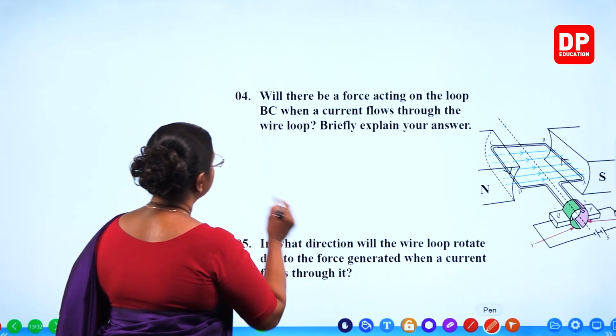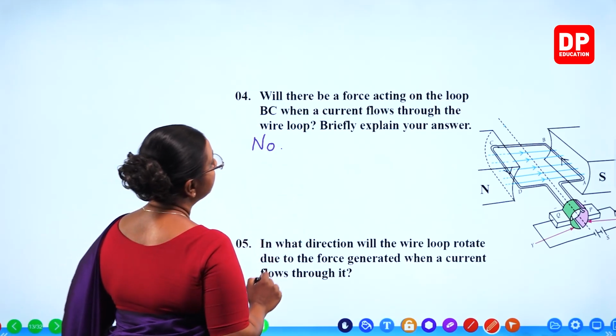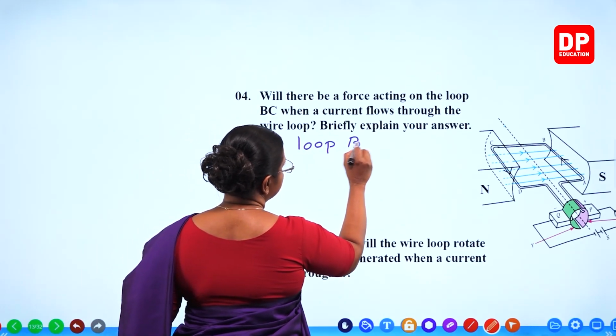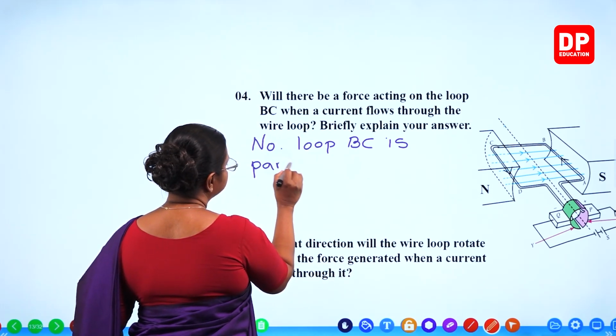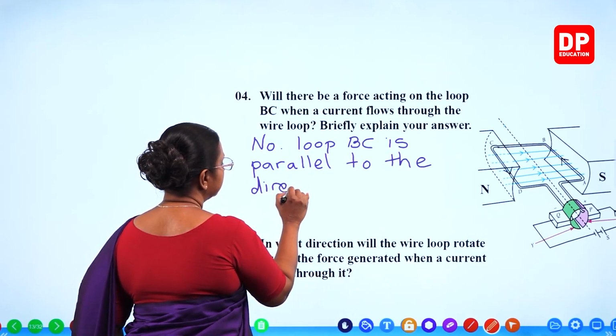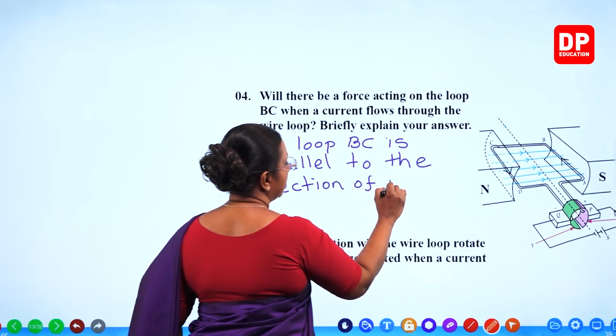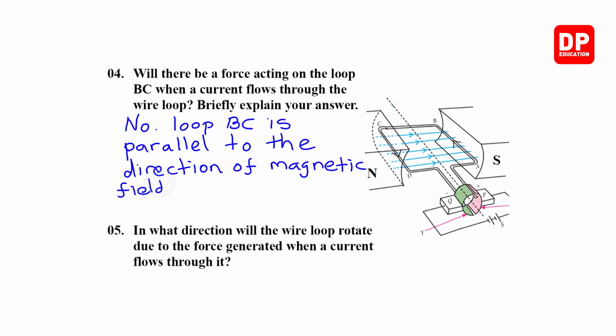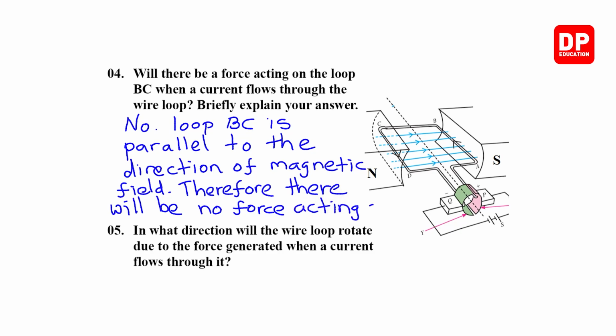So that is something we need to write. Will there be a force acting on the loop BC? No. When a current flows through the wire loop, briefly explain your answer. Loop BC is parallel to the direction of magnetic field. So therefore, there will be no force acting on it.